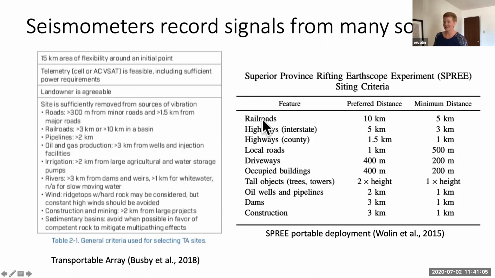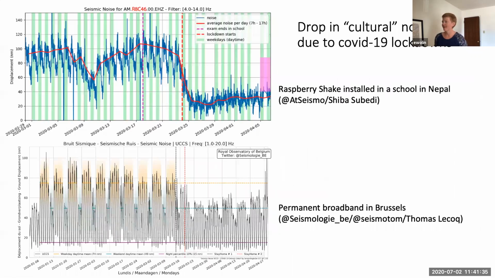So we were trying to avoid things like roads, railroads, highways, trains, anything that's occupied, tall structures that might move around in the wind, construction, fast-moving water or dams, things like that. We call these cultural noise sources because they're mostly generated by humans, and those tend to be higher frequency signals.